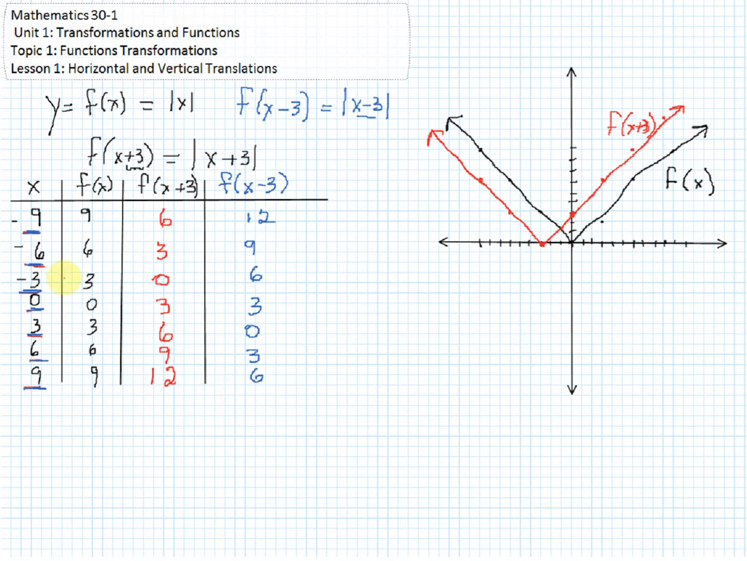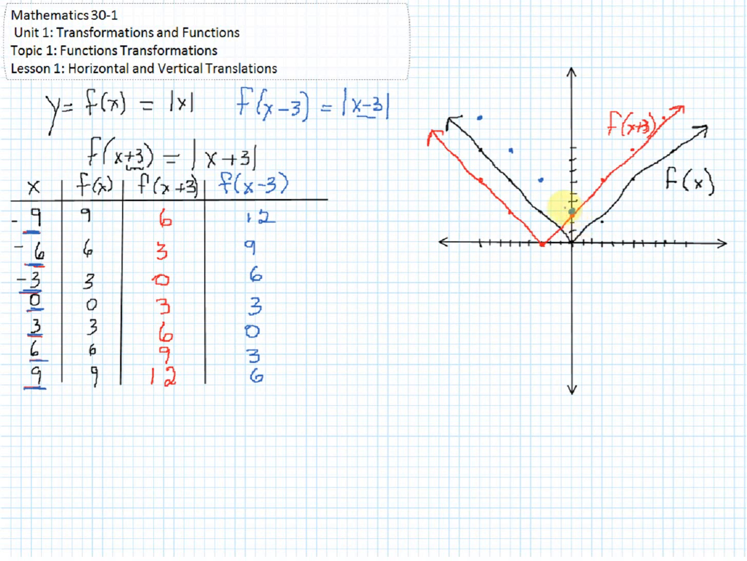Let's graph this. So we have a negative 9, and that gives us a y value of 12. So 1, 2, 3. So we have a blue point of 12 there. Our negative 6 for our x gives us a y value of 9. So here. And negative 3 gives us a y of 6. And finally, 0 gives us a y value of 3.